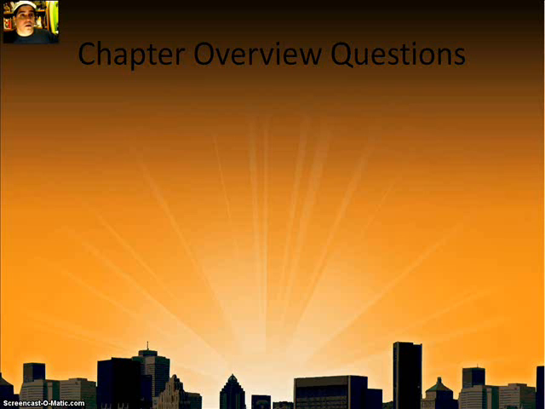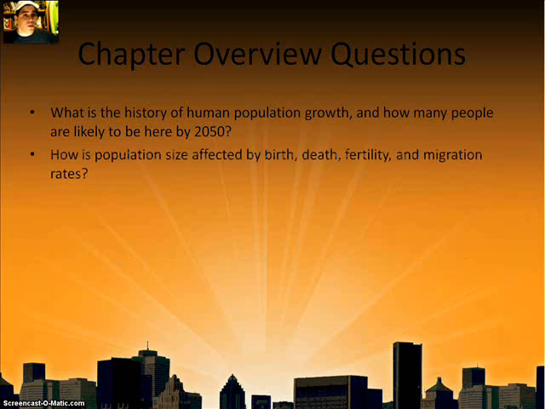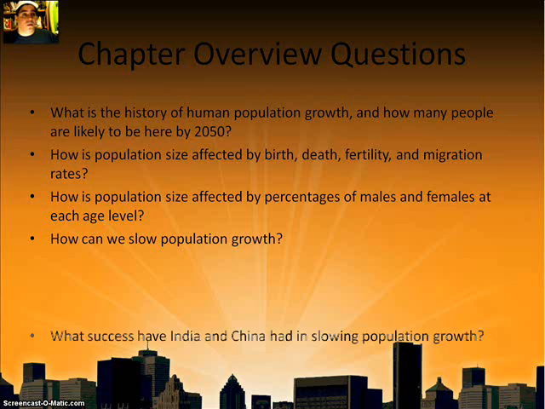You can take a look. We're going to look at how population is expected to grow, things that affect population, how it differs between males and females, what we can do to slow that growth down, if anything at all.